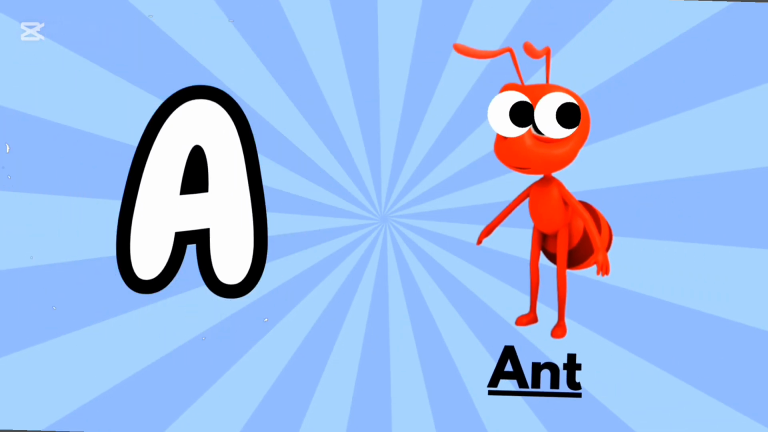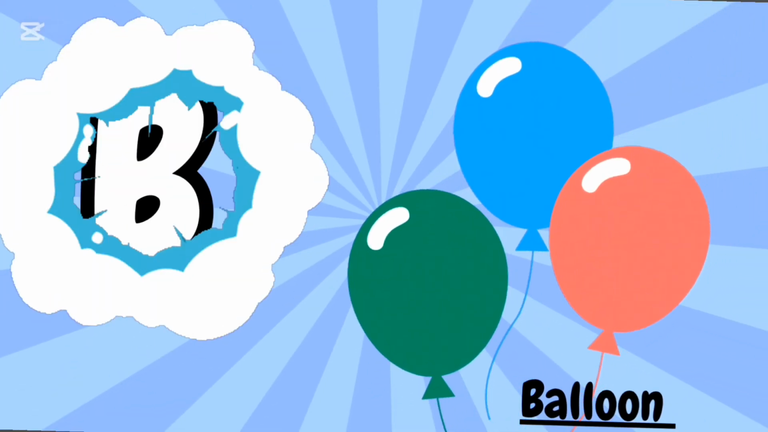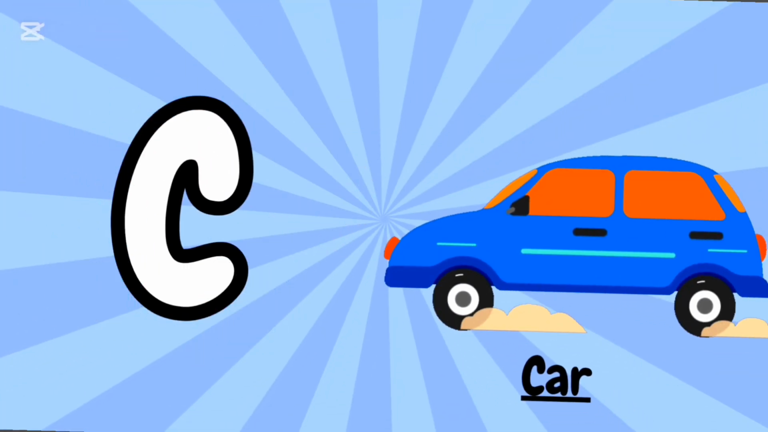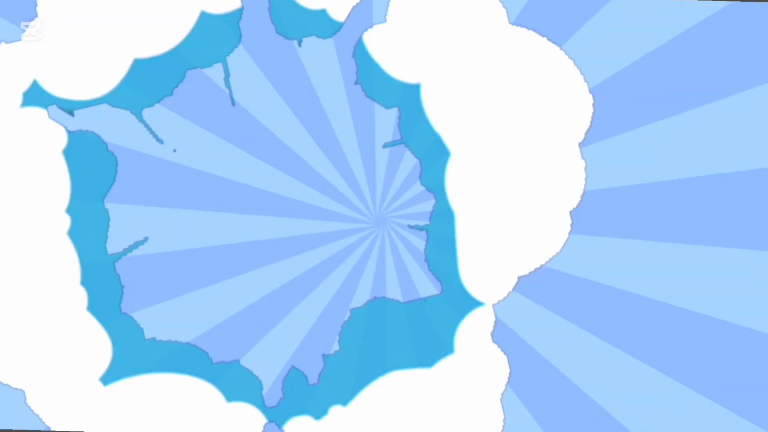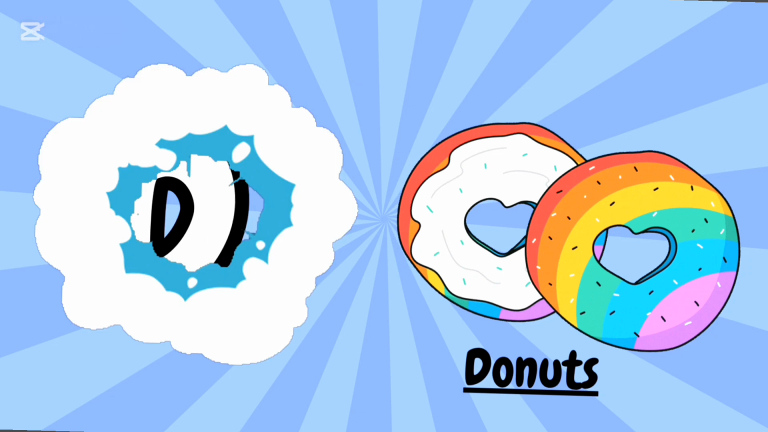A is for ant. B is for balloons. C is for car. D is for donuts.